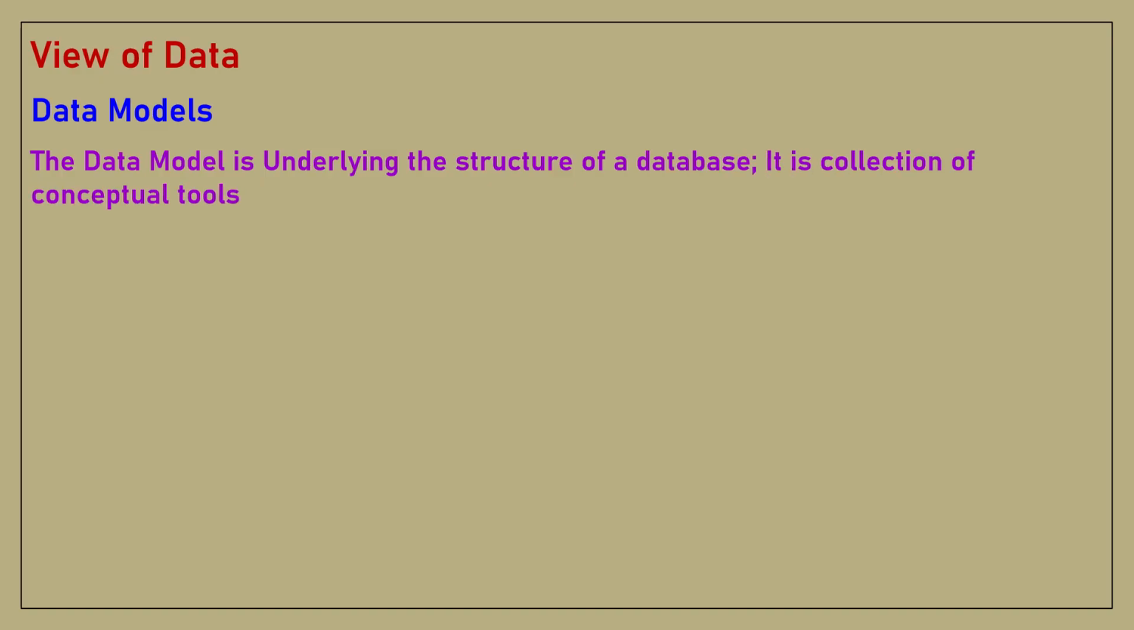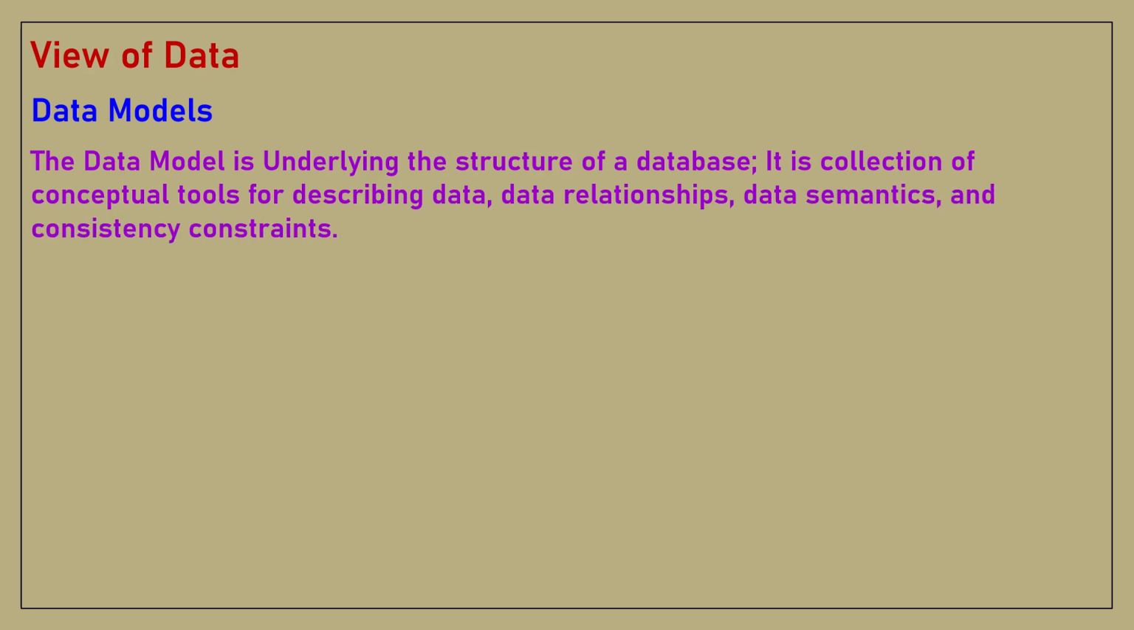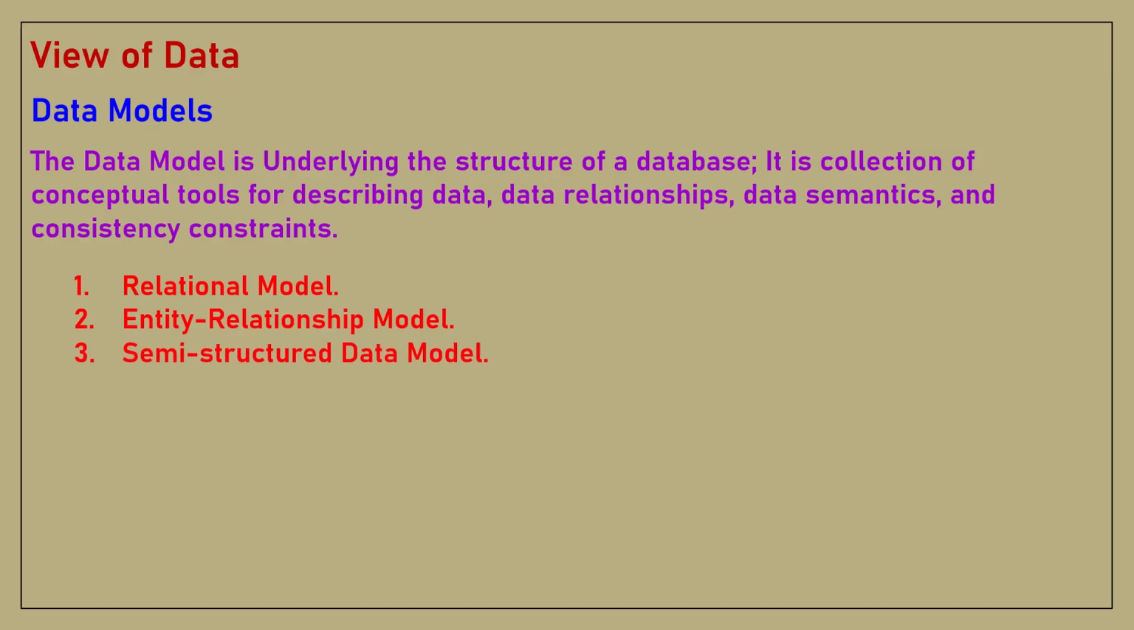Data models. The data model is the underlying structure of a database. It is a collection of conceptual tools for describing data, data relationships, data semantics, and consistency constraints. There are a number of different data models that can be used to define a database: relational model, entity relationship model, semi-structured data model, object-based data model.